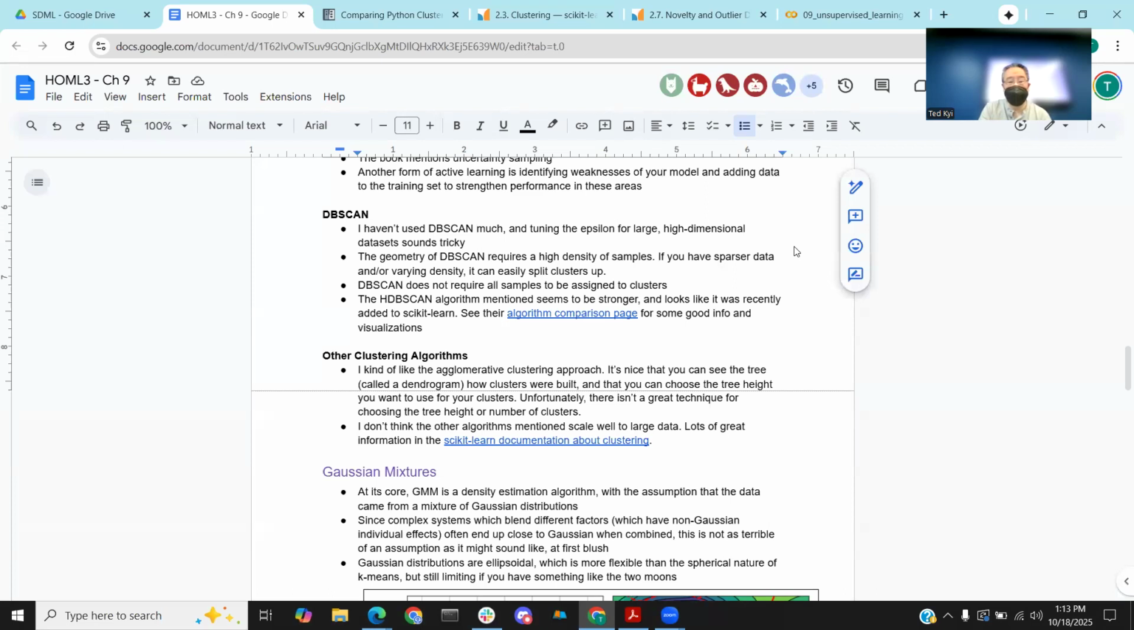The author mentions DBSCAN, and I haven't used DBSCAN that much, but there's this idea that you have this epsilon that says, what are my neighbors? And DBSCAN is very different from k-means. K-means just cares about distance to the center. DBSCAN is sort of the opposite. DBSCAN doesn't care about distance, it just cares about its neighbors.